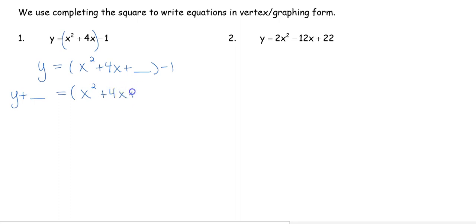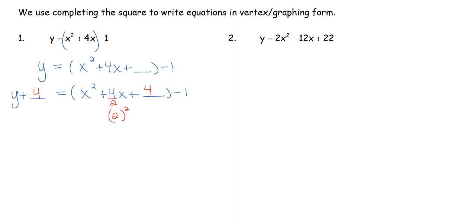So I'm going to make a spot on both sides for me to add that number. And by making this spot and setting up that initial piece, it's going to help prevent you from making mistakes. So to complete this square, we take half the middle term. Half of 4 is 2. We square 2, and that's 4. So if I'm adding 4 here, I'm adding 4 there.